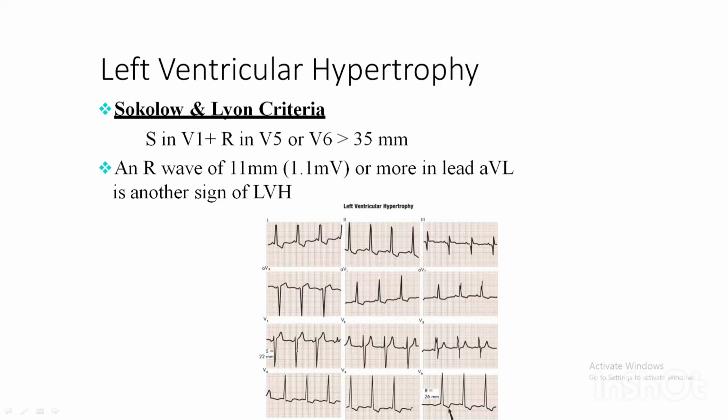Another sign of LVH is an R wave of 11 millimeter, or 1.1 millivolt, or more in lead aVL. So another criteria is we have to look into aVL, because aVL also looks at the heart from the left side. But the Sokolow and Lyon criteria is more important. There will be a tall R wave in V5 and a tall and deep S wave in V1, and if we add them, it will be more than 35.